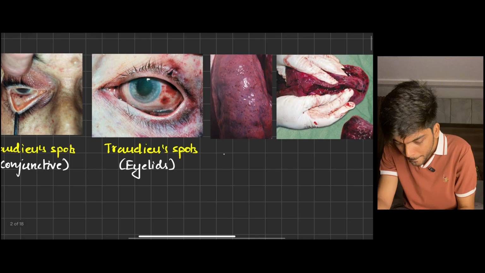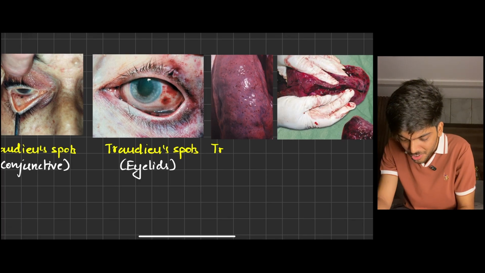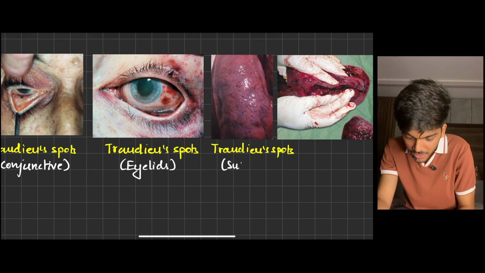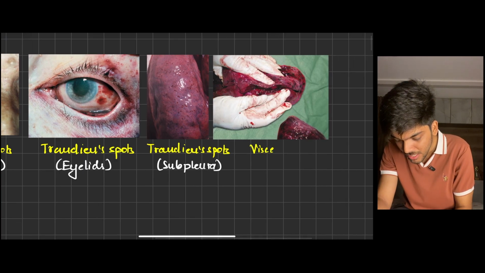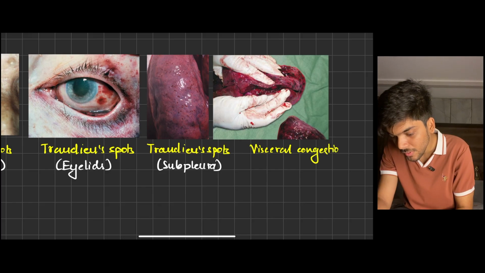What is this? This is again your Tardieu spots. Here, where are the Tardieu spots? They are just below the pleura, subpleural. And finally, what is this? This is the visceral congestion in the form of pulmonary edema.